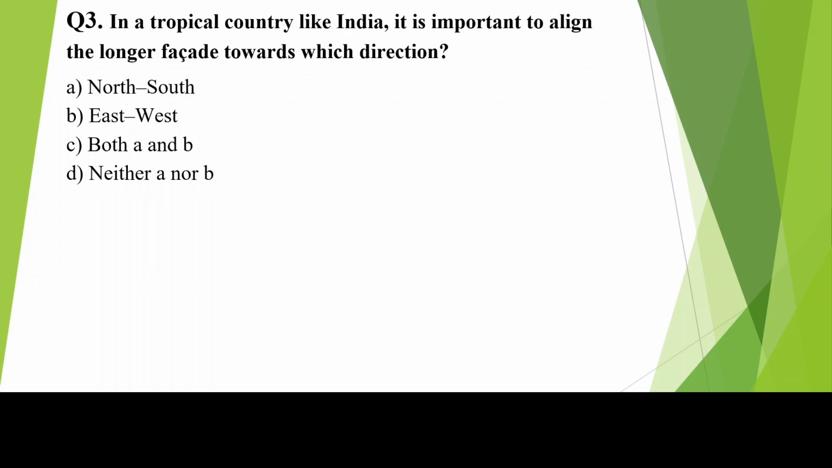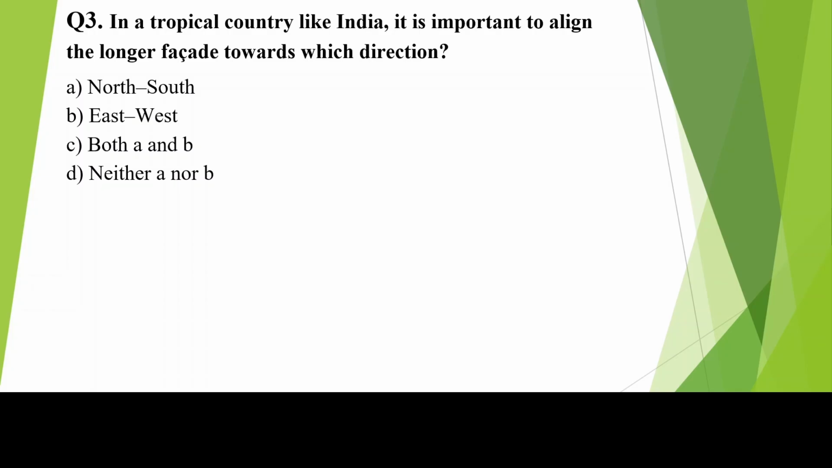Let's move to the third question then, from the previous year assignment question. Here is the third question. In a tropical country like India, it is important to align the longer facade towards which direction? Yeah, so if you are an Indian, you should know in which direction your building's longer side should be aligned.